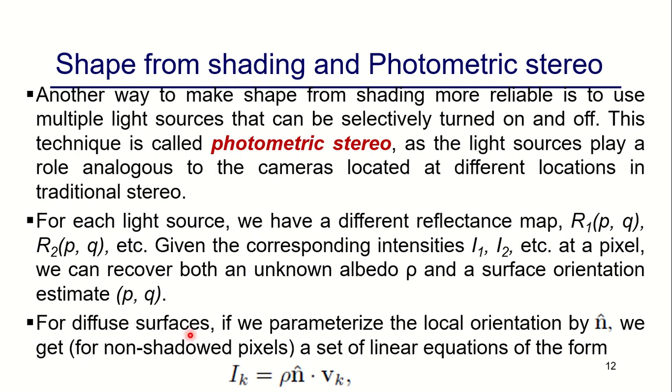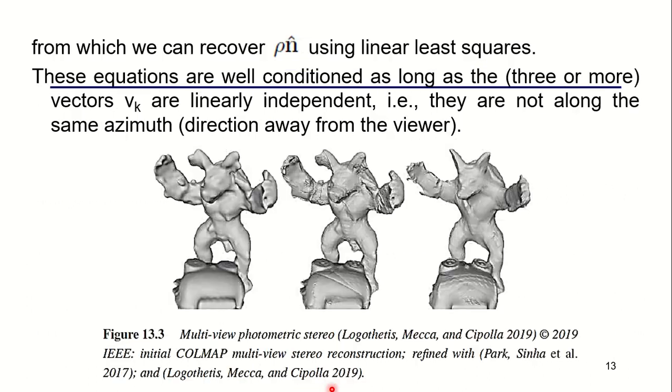For diffuse surfaces, if we parameterize the local orientation by n cap, then we get, for non-shadowed pixels, a set of linear equations. The equation form is Ik equal to rho n cap dot vk, where rho n cap is solved using linear least squares, and the equation is well conditioned since we have many vectors vk which are linearly independent. That is, they are not along the same azimuth angle, that is the direction which is away from the viewer.